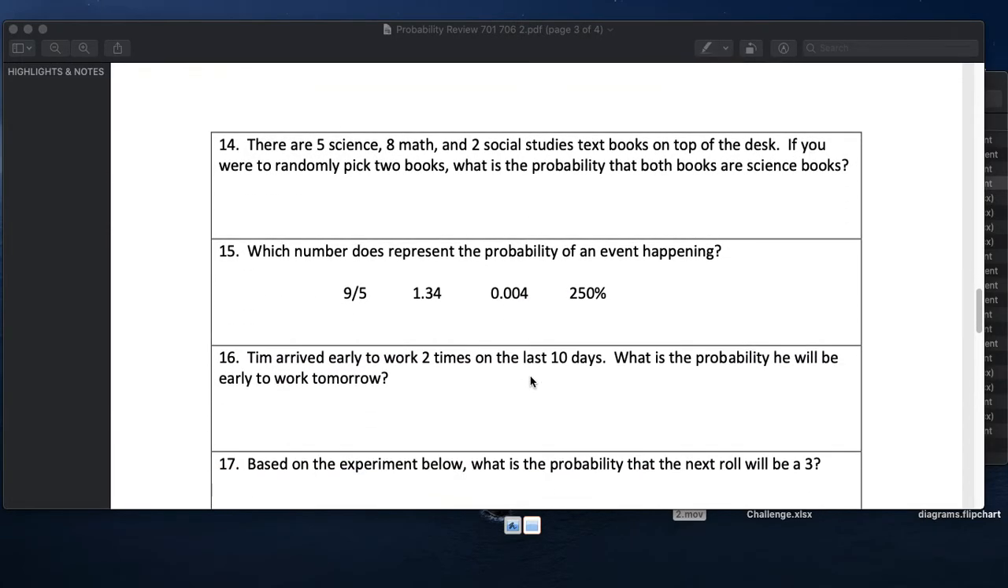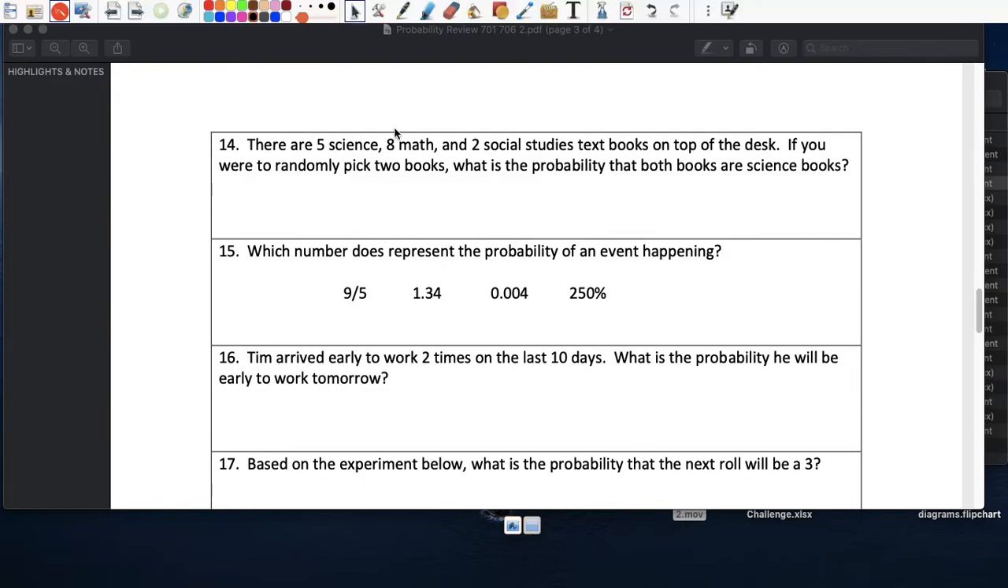5 science, 8 math, 2 social studies textbooks at the top of the shelf. If you pick 2, what's the probability that both are science books? Okay, so what's the probability of getting a science book on the first try? Well, how many books are there? So 5 science books out of a total of 15. So you have a 5 out of 15 chance of that happening.